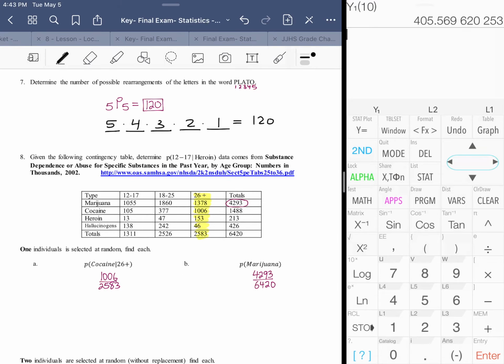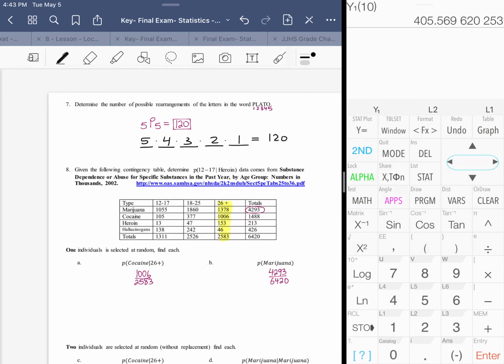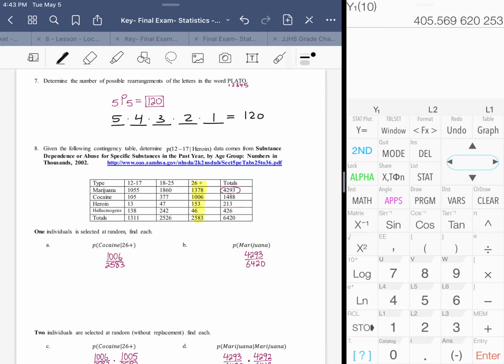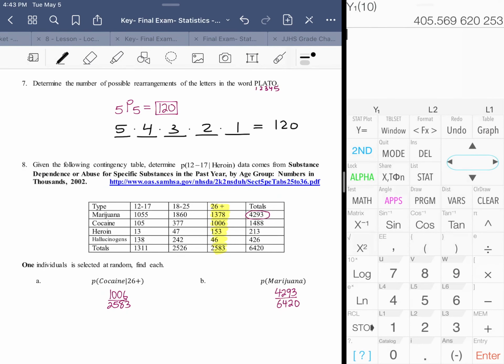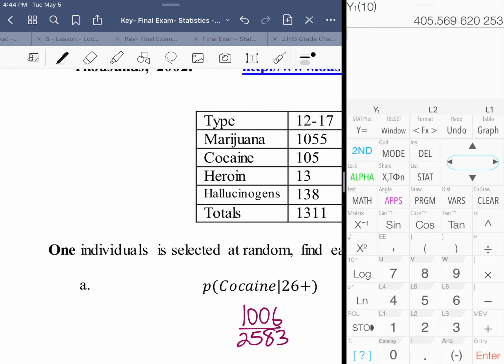Contingency table. Probability. Look at this. I mean, this is just a mess. What I did was I copied and pasted from a previous assessment, but I guess I didn't change enough. Given the following contingency table, let's get rid of this.